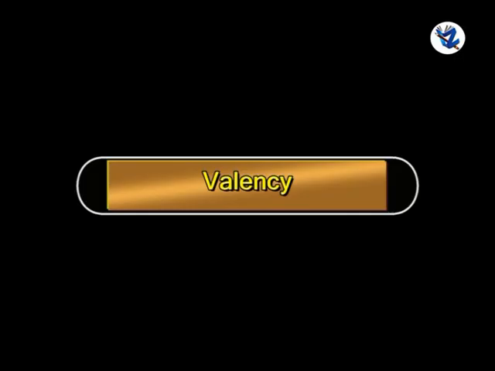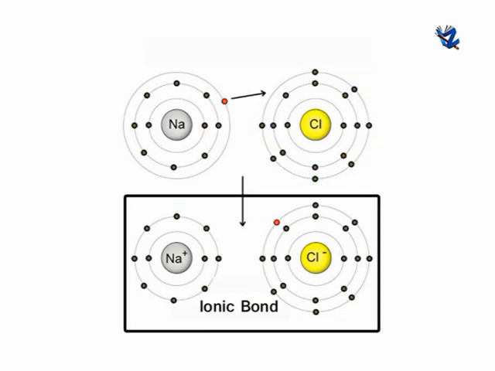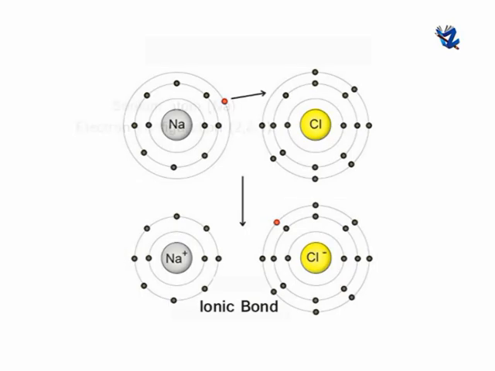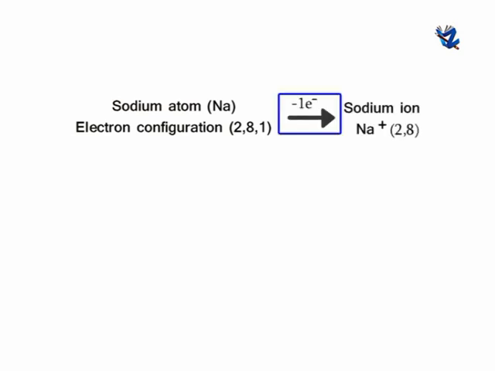Then valency. The capacity of an element to combine is called its valency. The valency of an element is indicated by a specific number, and it is the number of chemical bonds formed by one atom of that element with other atoms. For example, a sodium atom has electronic configuration 2, 8, 1. It gives away one electron and a cation of sodium is formed. Hence, the valency of sodium is 1.